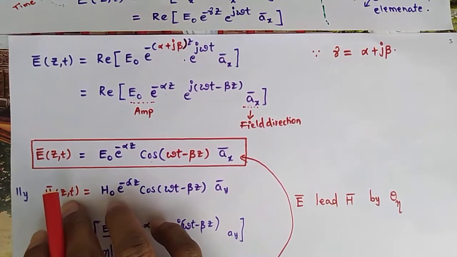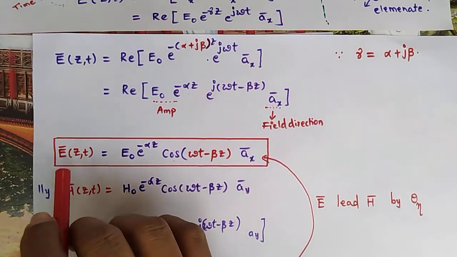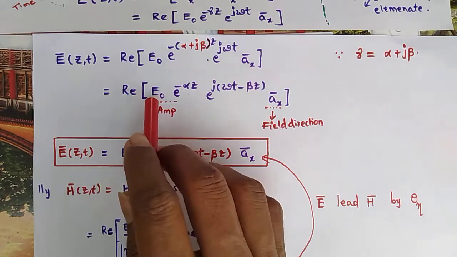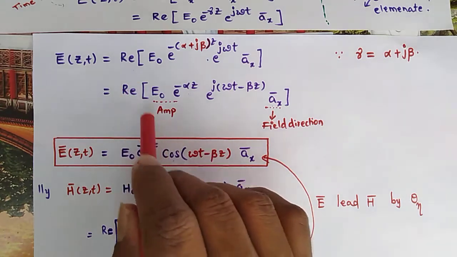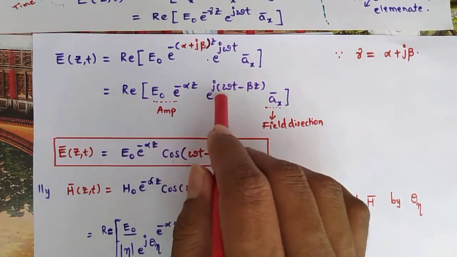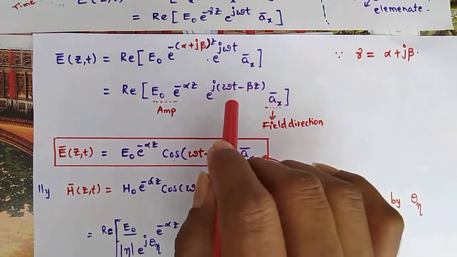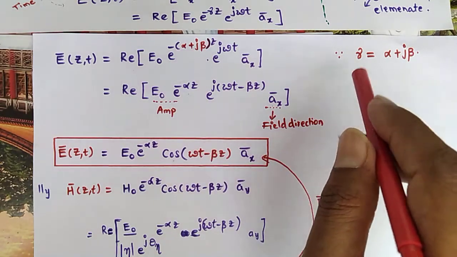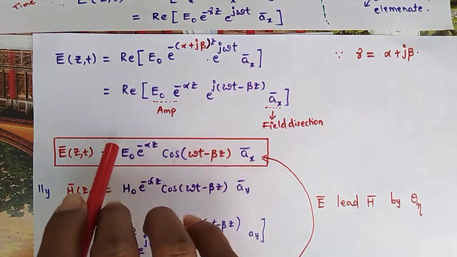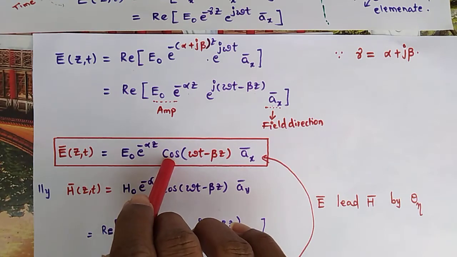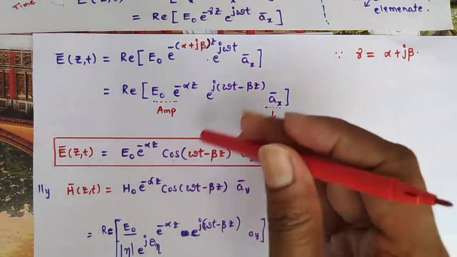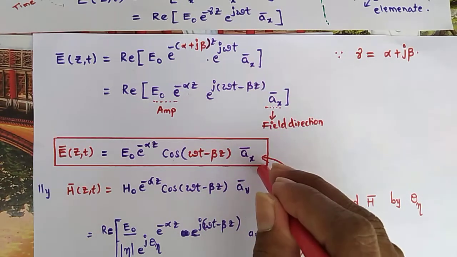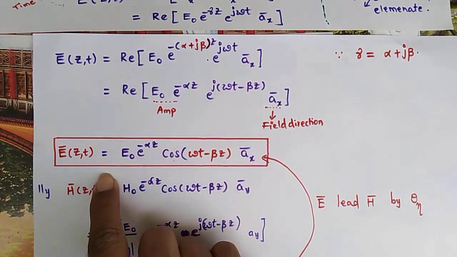So I can write the electric field E of z comma t is E naught into e to the power of minus alpha z. I am taking the real part. This e to the power of j theta is nothing but cos theta plus j sin theta. I am taking the real part, so I have to take the cos term only. Cos into what is the angle? Omega t minus beta z. See here, omega t minus beta z, in the ax direction. This is the electric field equation.